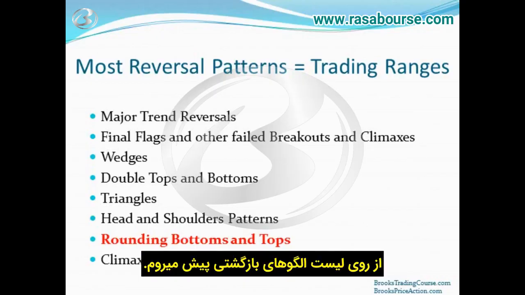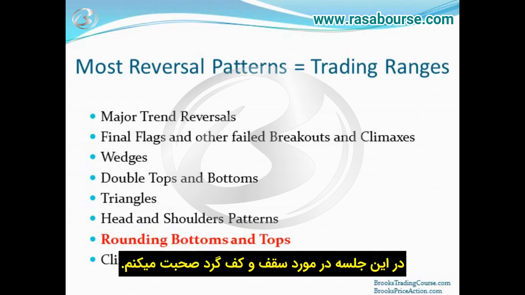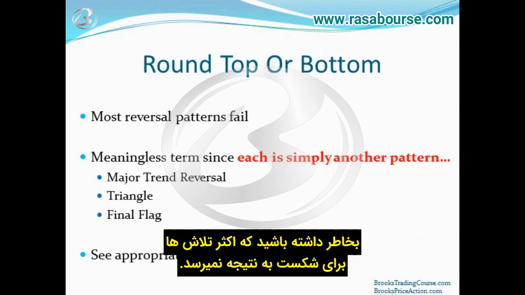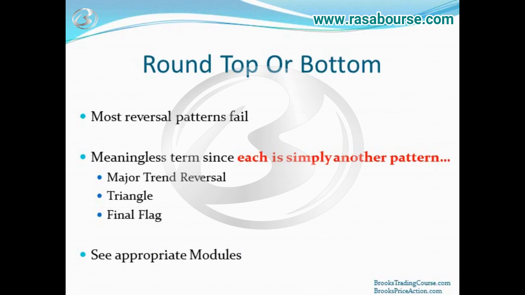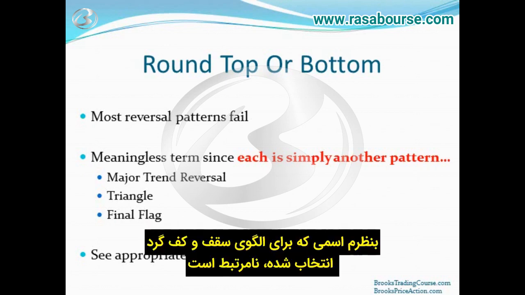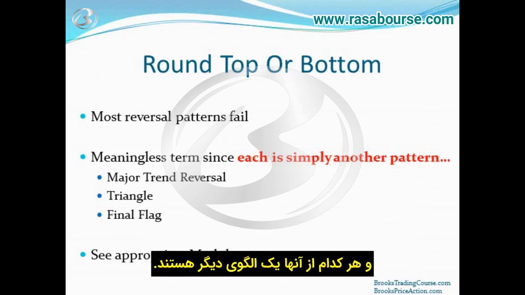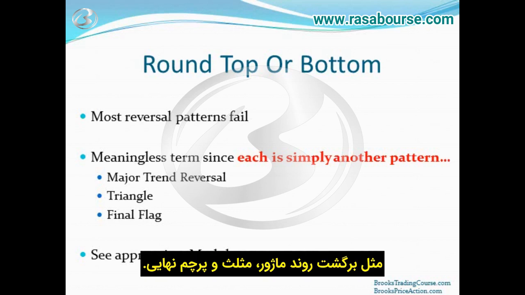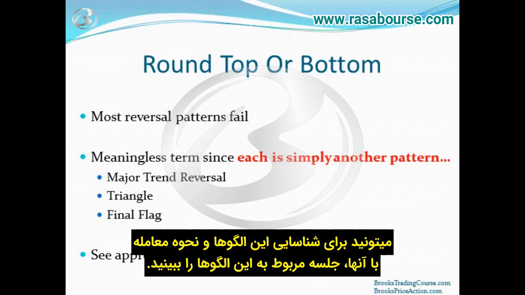I'm going through a list of common reversal patterns. The current module has to do with rounding tops and bottoms. Remember, most reversal patterns fail, and I think the terms rounding top and bottom are meaningless. All of them are usually some other pattern, like a major trend reversal, a triangle, and a final flag. You can see the appropriate modules for how those patterns unfold and how to trade them.